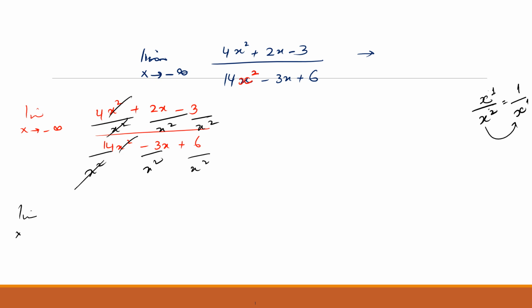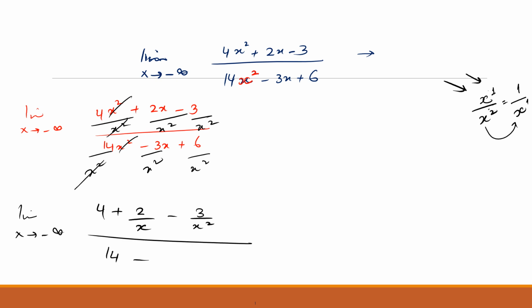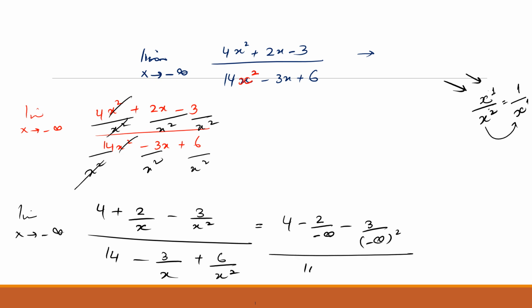Okay, so write down the final answer. So here 4x over x square means x, but in the denominator, as I show over here, you cannot simplify more. So you will have 14 minus 3x over x square means 3 over x, and the rest as it is because we cannot simplify. Now apply the limit. So where we have the x, we will replace it by the negative infinity.